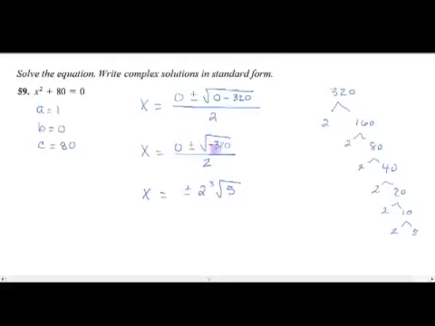And of course I know I'm taking the square root of a negative, so I'm going to have an i, all over 2. So that's plus or minus 8 divided by 2, is plus or minus 4i square root of 5. So those are my complex solutions in standard form.